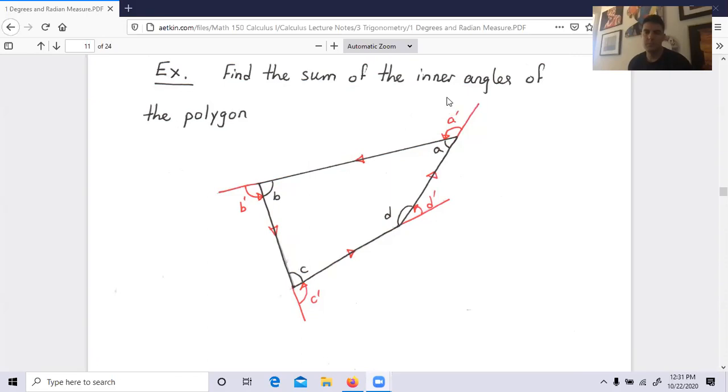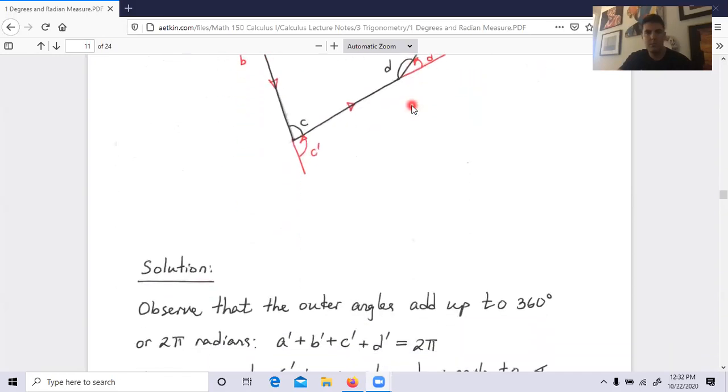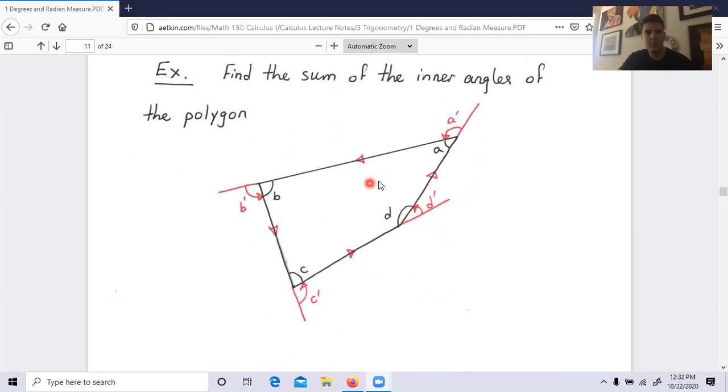Okay, good. If you can see the pattern, that's good. But I want you to understand the idea. How did I figure that thing out? All right, so let's see how we do that. Again, what is, guys, the sum of A prime, B prime, C prime, and D prime? The sum of the outer angles is what?